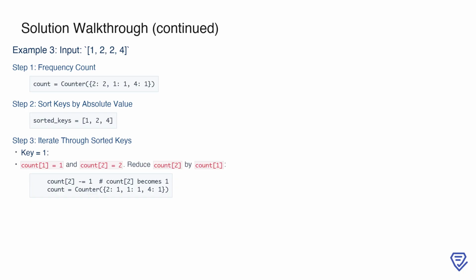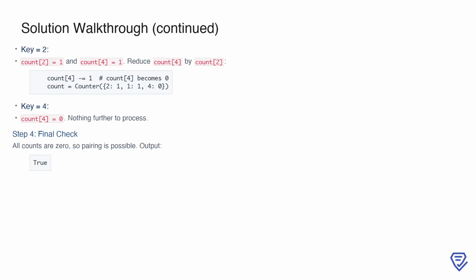After sorting the keys by their absolute values, we get sorted_keys equals 1, 2, 4. We now start processing the sorted keys. For the key 1, we see that count[1] equals 1 and count[2] equals 2. Since count[1] is less than or equal to count[2], we reduce count[2] by count[1]. This operation updates the counts to count equals Counter({2: 1, 1: 1, 4: 1}). This ensures that 1 is correctly paired with 2.